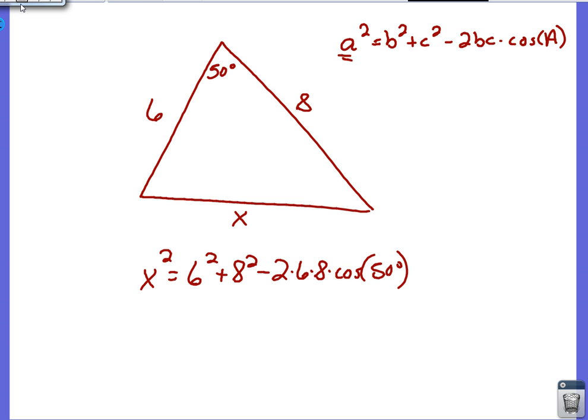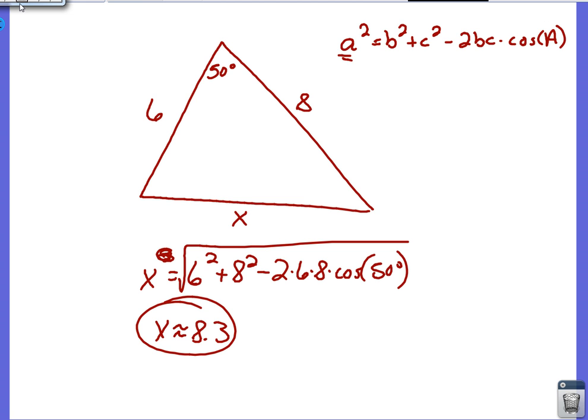What I would do on this, to save myself some time, guys, you want to know what x is, right? Just take the square root of that whole thing to get rid of the square, and then you can just type that straight into your calculator. Somebody type it in while I'm answering the phone. So x is about 8.3.